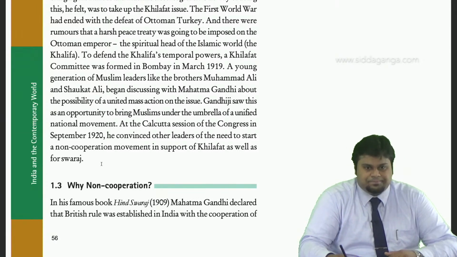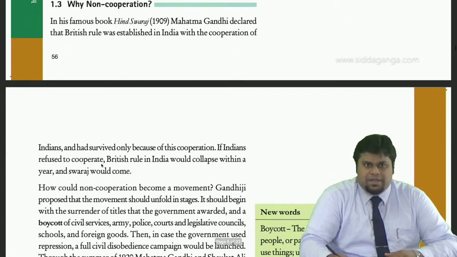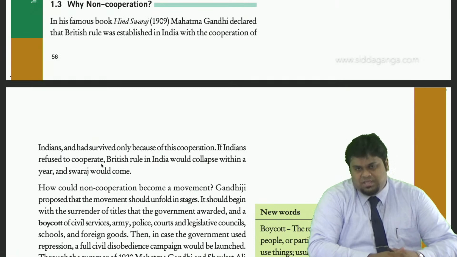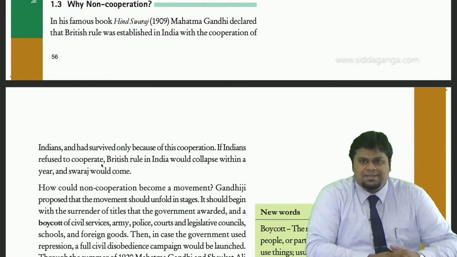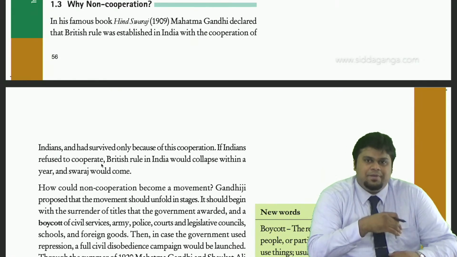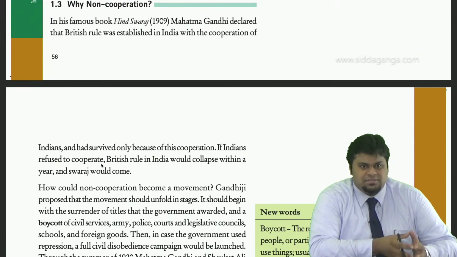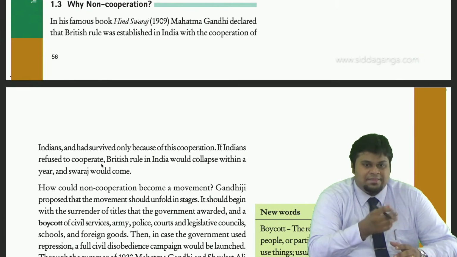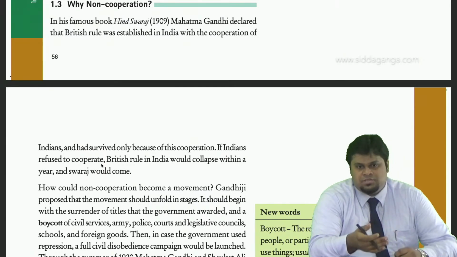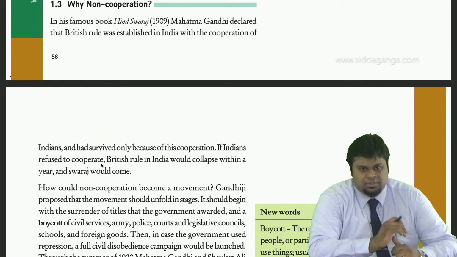So here we see what was the need for non-cooperation. Now, in a famous book, Hind Swaraj, in 1909, Mahatma Gandhi declared that British rule in India was established because the people were supporting it. That means, with the cooperation of Indians, the Britishers were able to rule, and they survived because there was continuous cooperation. What if the Indians refused to cooperate? The British rule in India would collapse within a year and Swaraj would come.